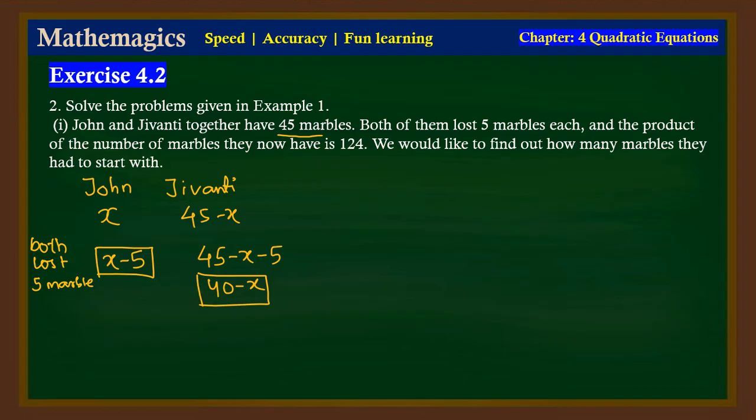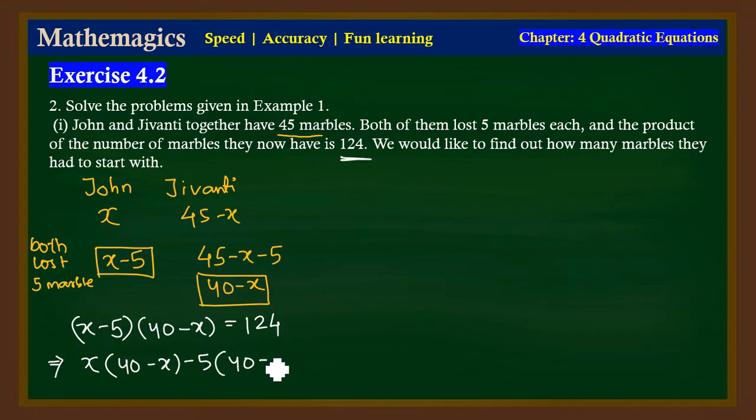So here now we are told that the product of the number of marbles they have now is 124. It means the product x minus 5 multiplied by 40 minus x is equal to 124. So let me write 124. Here we are just going to calculate and keep it in the standard form. So we can use the distribution method, that is x into 40 minus x, minus 5 into 40 minus x, is equal to 124.